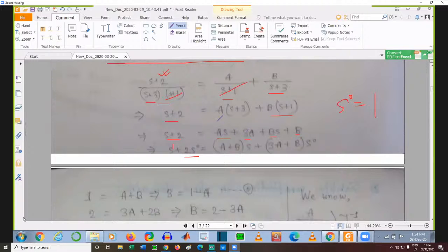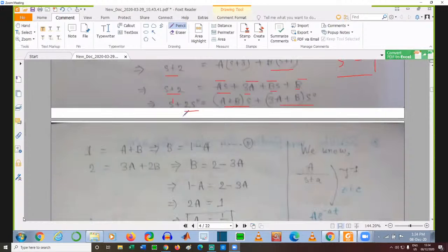So s plus 2, we can write as s plus 2 s to the power 0. Then we can write the s terms together, As plus Bs, so we can write A plus B into s. And then we have 3A plus B, which we can write as 3A plus B into s to the power 0, since s to the power 0 equals 1. So we have two types of power here, one is s to the power 1, the other is s to the power 0.